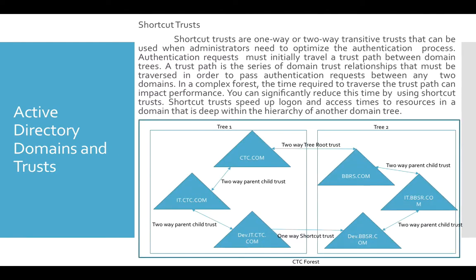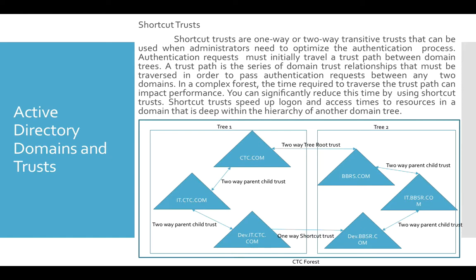Shortcut trusts are one-way or two-way transitive trusts that can be used when administrators need to optimize the authentication process. Authentication requests must initially travel a trust path between domain trees. A trust path is a series of domain trust relationships that must be traversed in order to pass an authentication request between any two domains. In a complex forest, the time required to traverse the trust path can impact performance. You can significantly reduce this time by using shortcut trust.